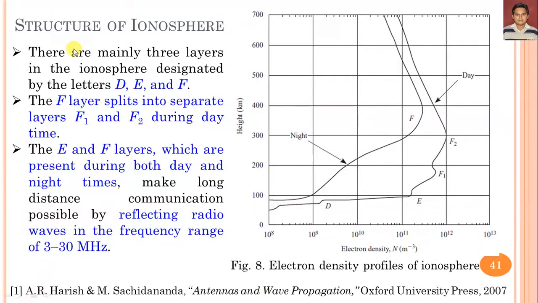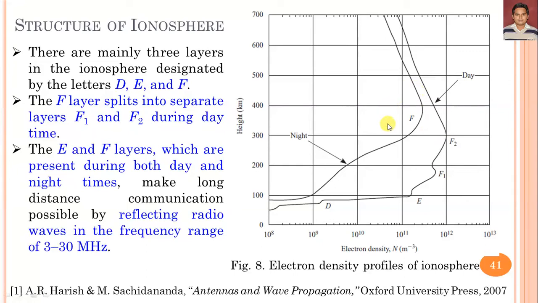Then further we discuss the structure of the ionospheric layer, sometimes called the different layers of the ionosphere. Here you can see the plot of electron density per cubic meter versus height in kilometers from the surface of the earth in the ionospheric region. Three regions exist in the ionosphere. Here you can see they are defined as D, E and F. These three layers or structures exist in the ionosphere.